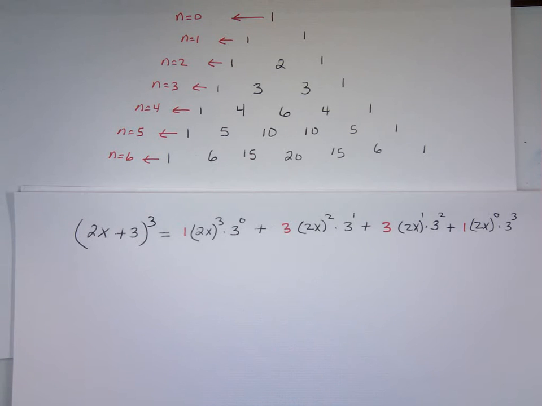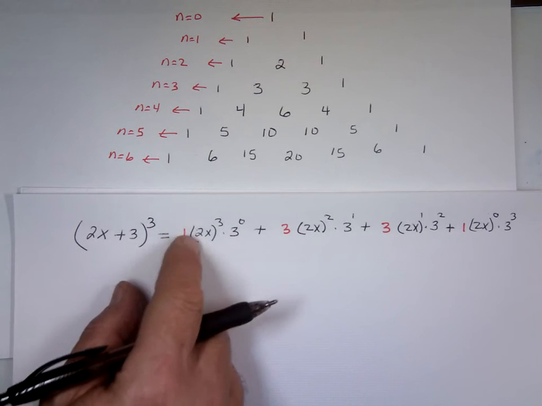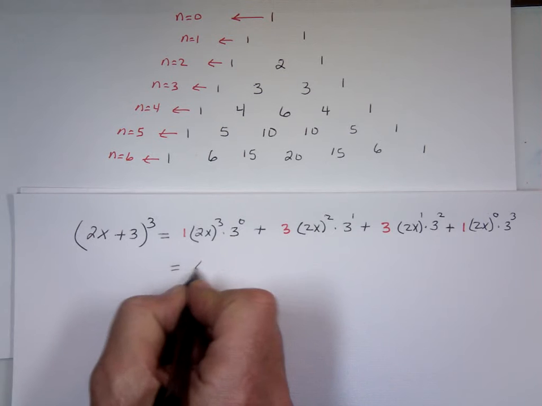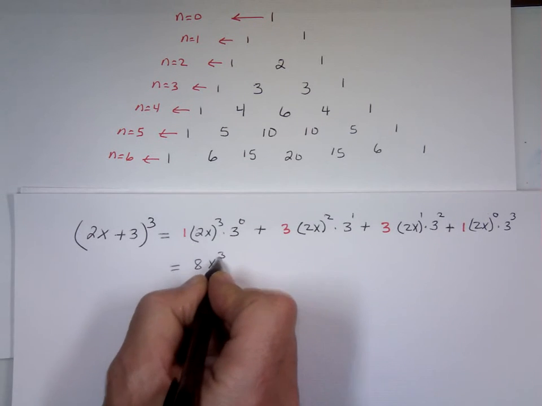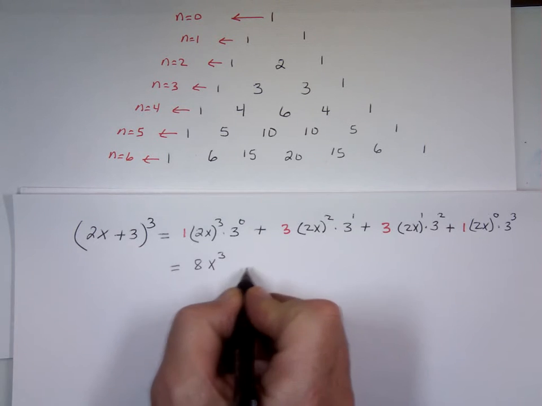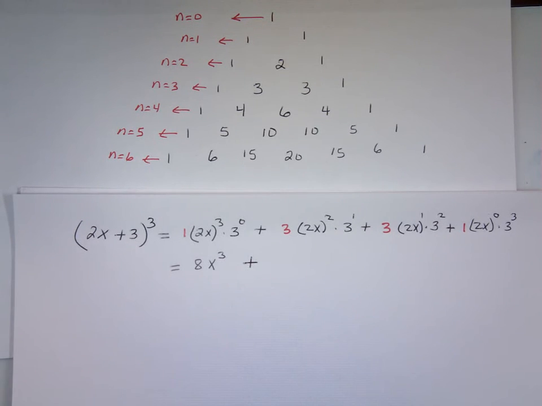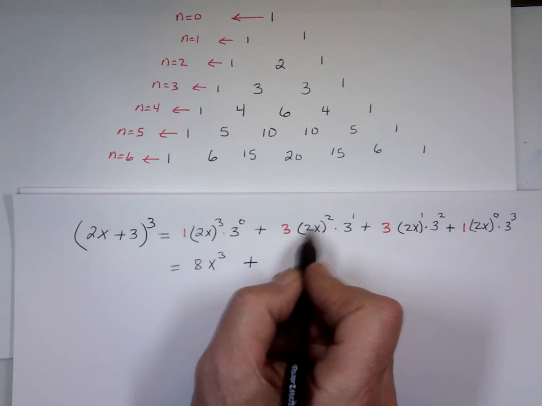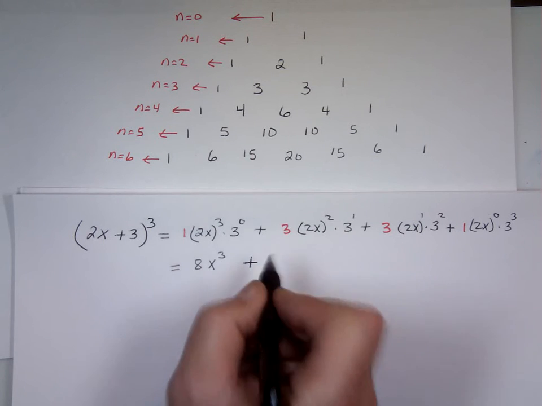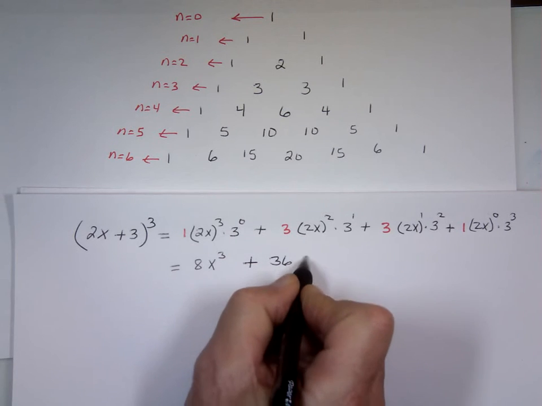What is 3 to the 0? 1. Okay, I don't need it. What is 2 cubed? 2 cubed is 8. That would be 8x to the third, the first one. Two squared is what? 4. 4 times 3 times 3. 4 times 9, 36 x squared.